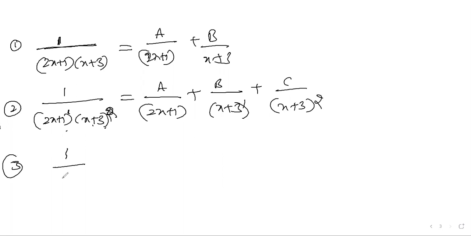One question is 1 by x cube. How to write 1 by x cube? First write A by x, B by x square, plus C by x cube. That's all. Am I clear? So this is one more understanding. Clear? Can I go to the next model? Model 3 is over. Next, I'll go for the fourth one.